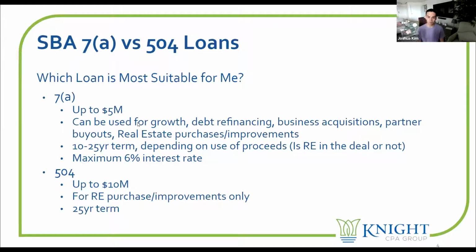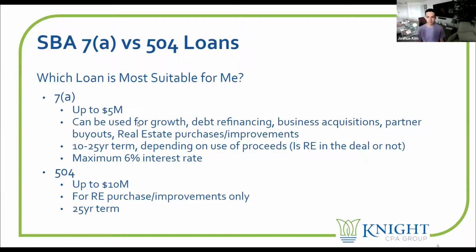7A is definitely the more versatile loan product because you can use it for really anything. You can use it for growth financing, refinancing debt, business acquisitions, partner buyouts. You can also use it for improving or buying real estate. The dollar amount will go up to $5 million. And if you're getting real estate as part of the deal, you can get loan terms out to 25 years. The maximum interest rate right now is about 6%. Oftentimes, if you're getting real estate with it, it's going to be much lower than that.